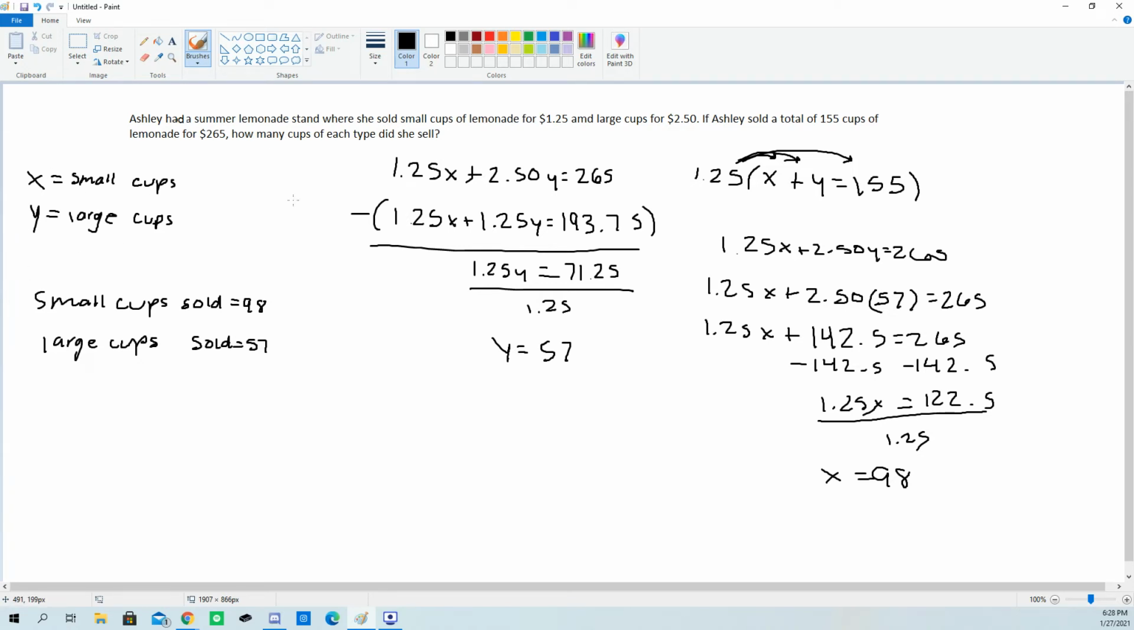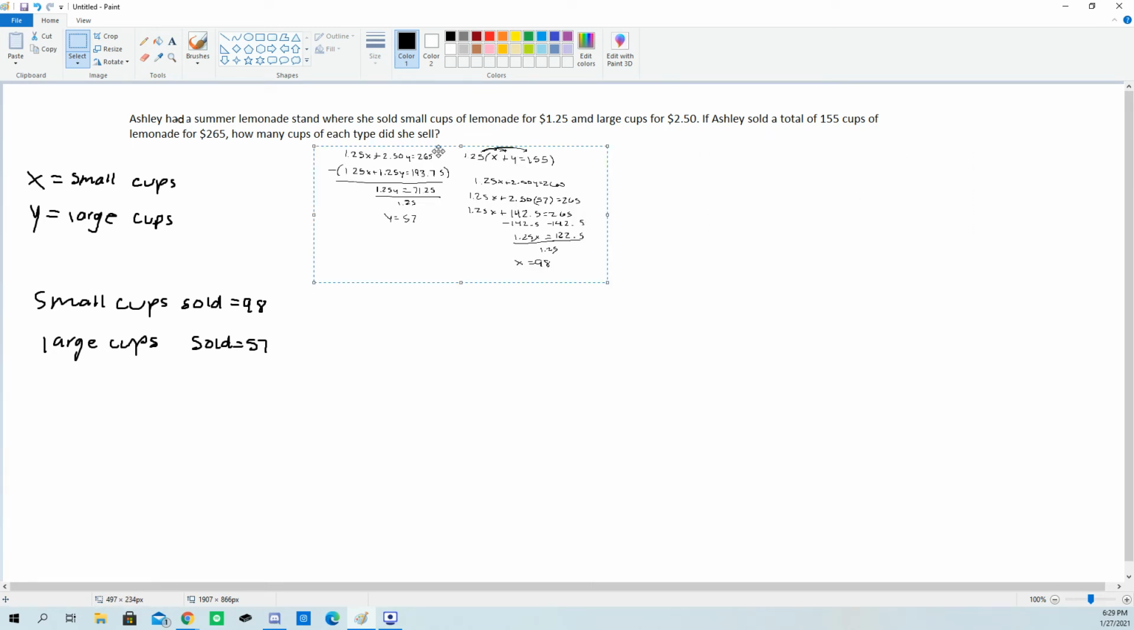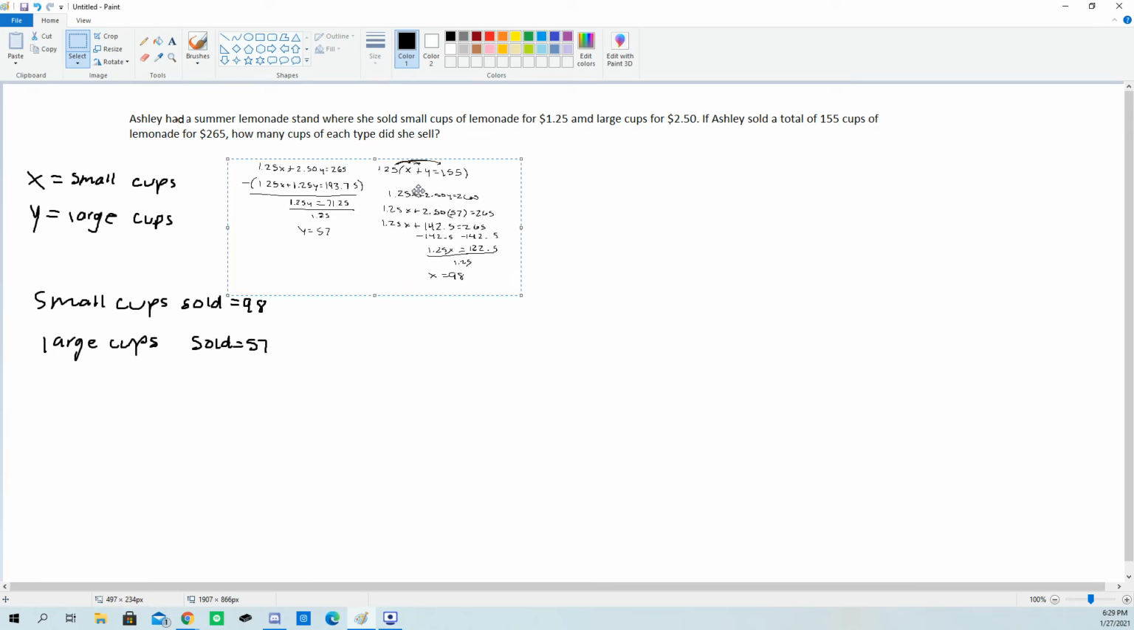All right. So if that is all you needed to know, you can stop the video now, and I'm going to show you the second method too. I know this is the method I learned in school, so this may be easier. I don't know. So we're going to rewrite our two equations: 1.25x plus 250y equals 265, and our second equation was x plus y equals 155. Sorry for the handwriting here, hopefully you can even read it.